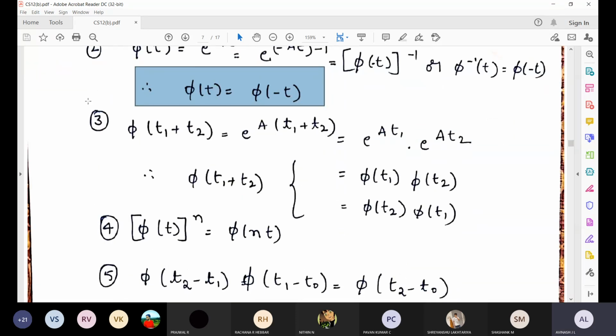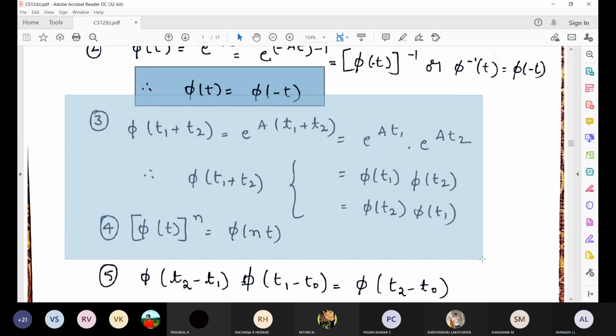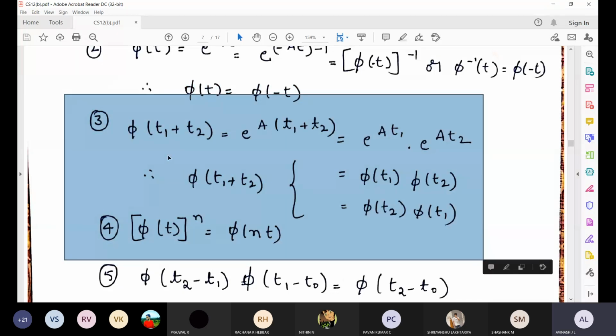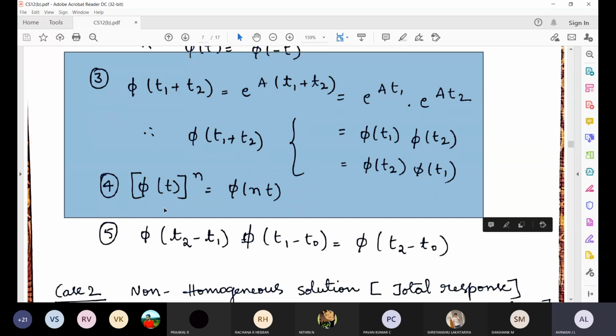When you're talking about the third property, it is Φ(t1 plus t2). Here instead of t, we have taken t1 and t2. In that particular case, it will become e to the power of A t1 into e to the power of A t2. So Φ(t1 plus t2) will be equal to Φ(t1) into Φ(t2), or else Φ(t2) into Φ(t1). That means multiplication in the other order is possible.